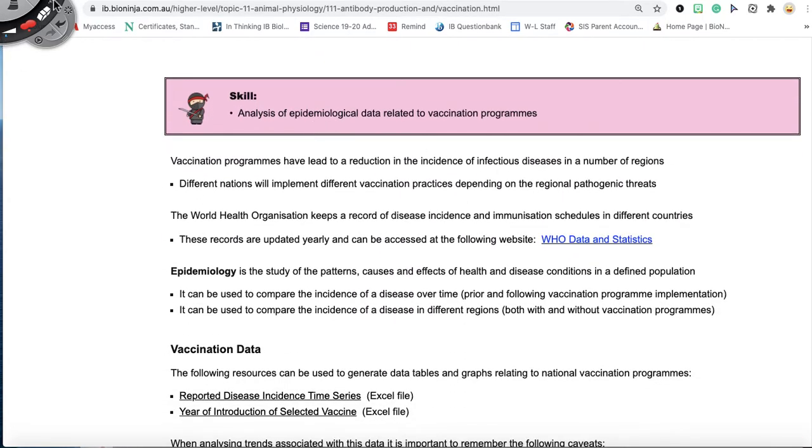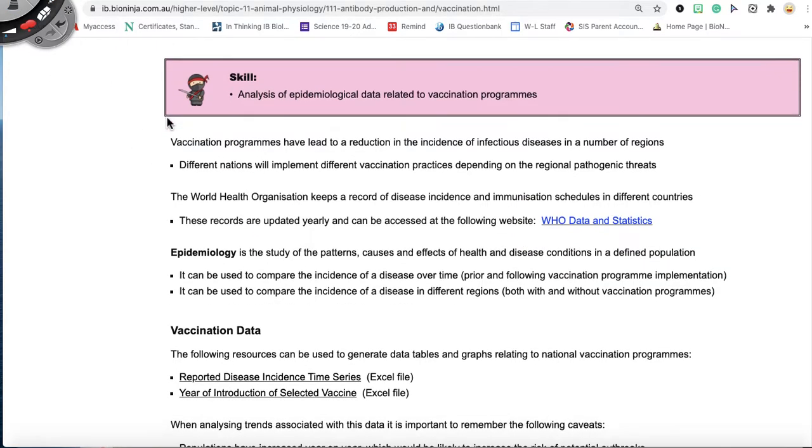And then the skill here, we're not going to spend much time going over this, but this is just how you're able to analyze epidemiological data related to vaccination programs. There is a website here for the WHO data and statistics, and this is where they keep records, and it can be accessed by anyone in different countries.